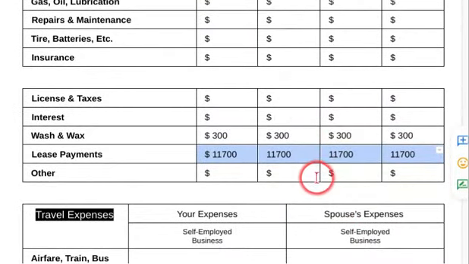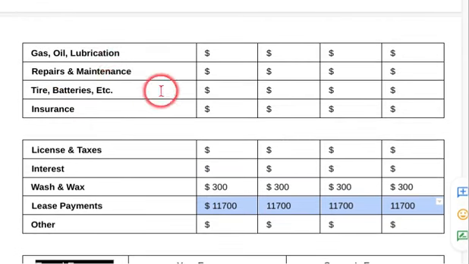And we're almost done. Anything else that's not on the list pertaining to your vehicles and money that you spent on your vehicles, you can add here under other, and just make sure you put a little description and put the amount for each here.